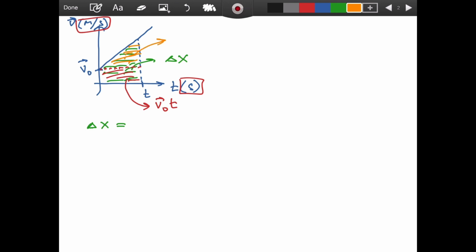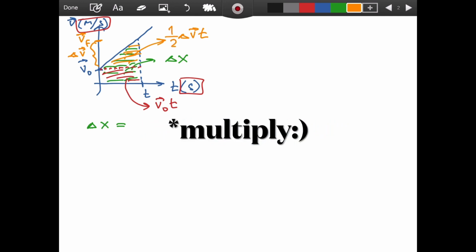So the orange is going to be, if I call this v final, then the difference here is going to be delta v. Of course, right? Vf minus v naught gives you delta v. Final minus initial is the change. So we get that delta v times time is going to give us the area, right? No, we also need to multiply by 1 over 2. That is the formula for finding the area of a triangle. Height times the base divided by 2. This is important, please don't forget.